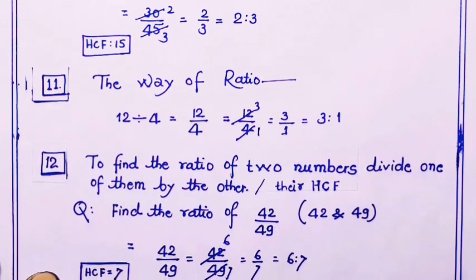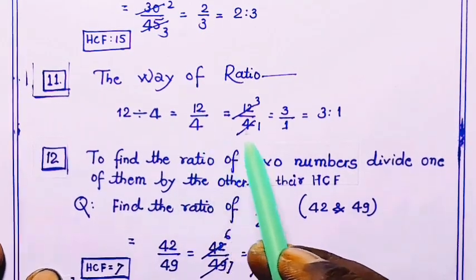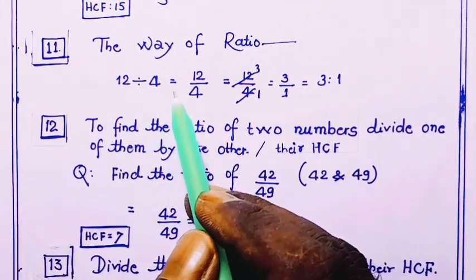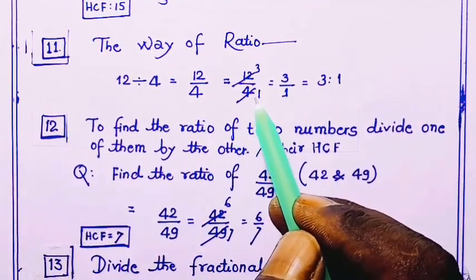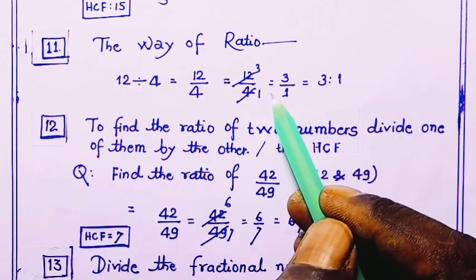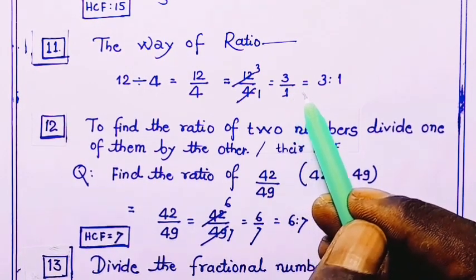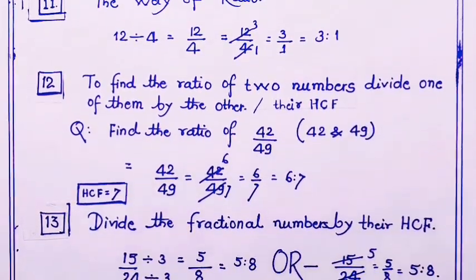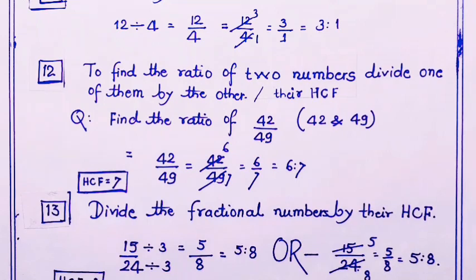11. The way of ratio, you can watch here in this way. 12 divide 4 equal to 12 by 4, and when 12 by 4 will be cancelled, then the next new number we find 3 and 1, and when it is written in the simplest form 3 by 1 and in ratio 3 to 1.